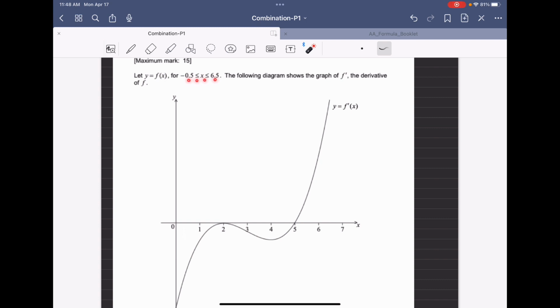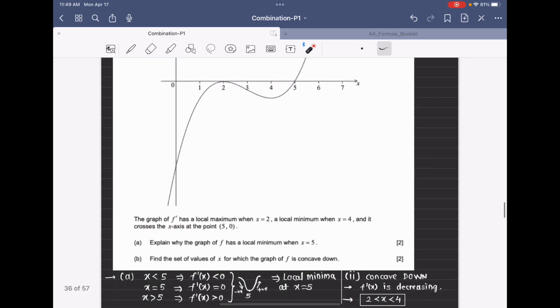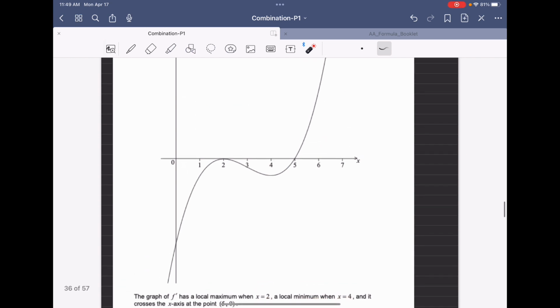The following diagram shows the graph of f dash, the derivative of f. The graph of f dash has a local maximum when x is equal to 2, a local minimum when x is equal to 4, and crosses the x-axis at (5, 0). That means the derivative f dash has a maximum point at 2, a minimum point at 4, and f dash is equal to 0 when x is equal to 5.